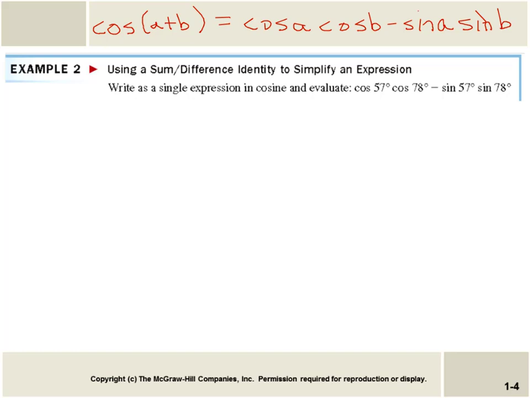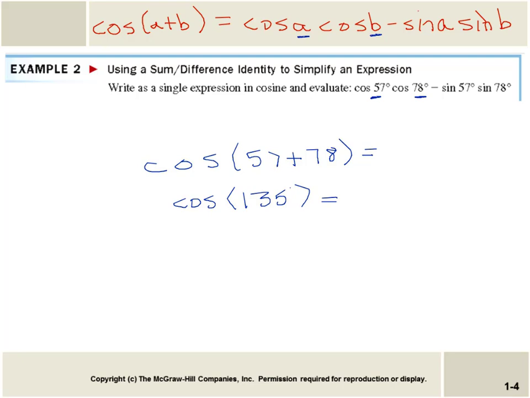Okay, so what do I do? Well, if this is A, and this is B, and this is A, and this is B, yeah, exactly. So this becomes cosine of 57 plus 78 degrees, which equals cosine of 135 degrees. What's the cosine of 135 degrees? What quadrant is it in? What's the reference angle? Good. Exactly. Perfect. So the reference angle is 45.